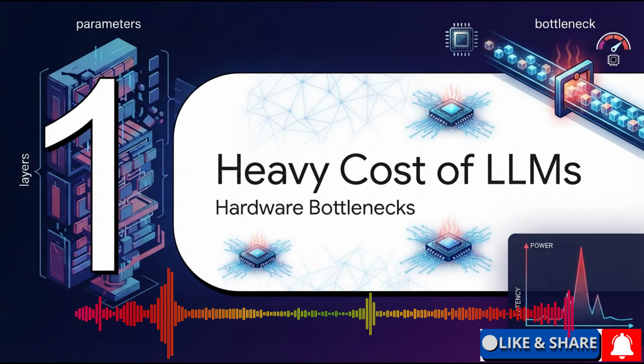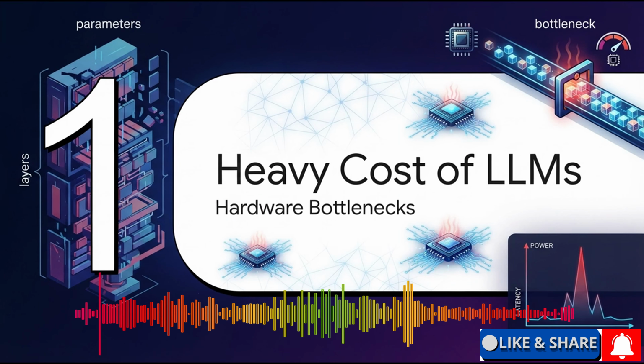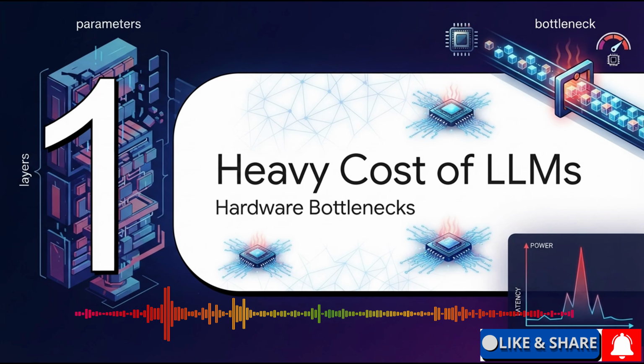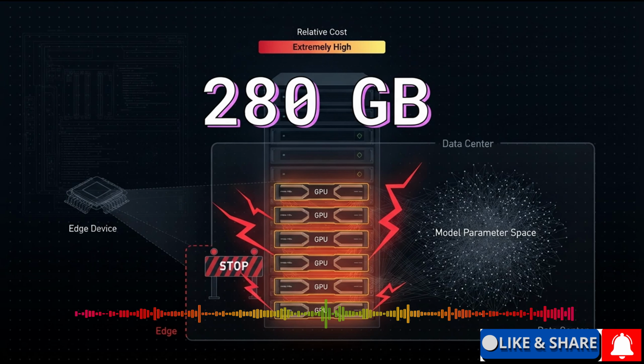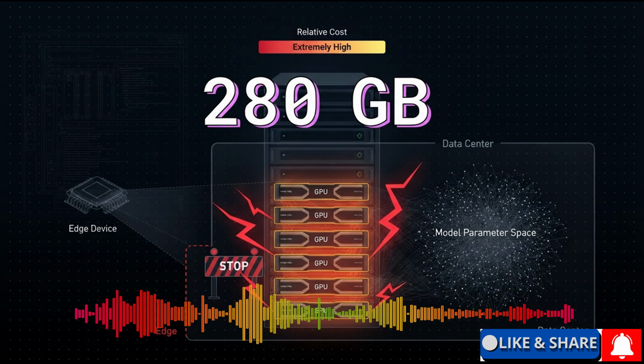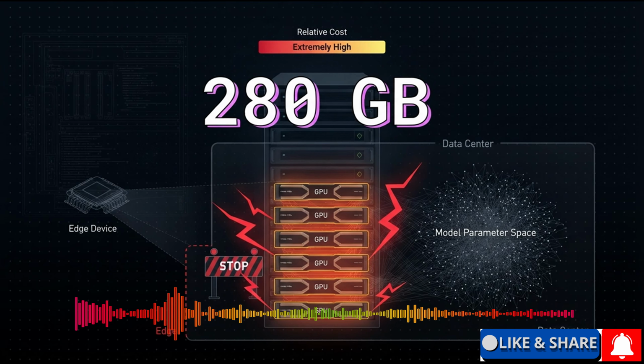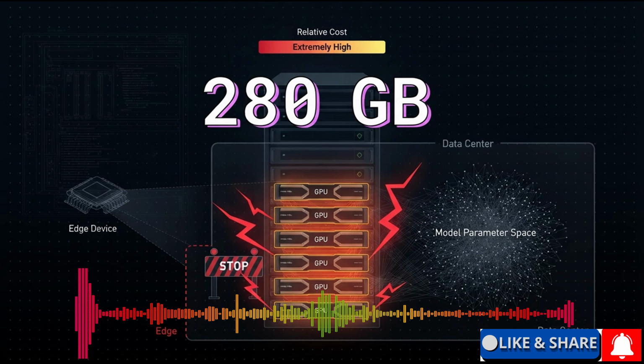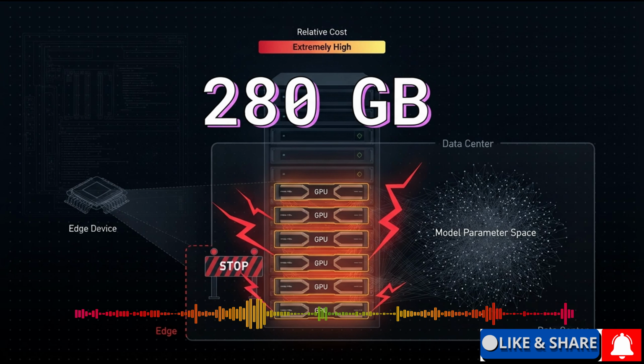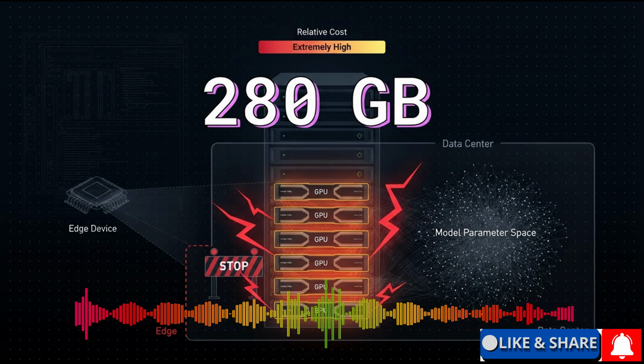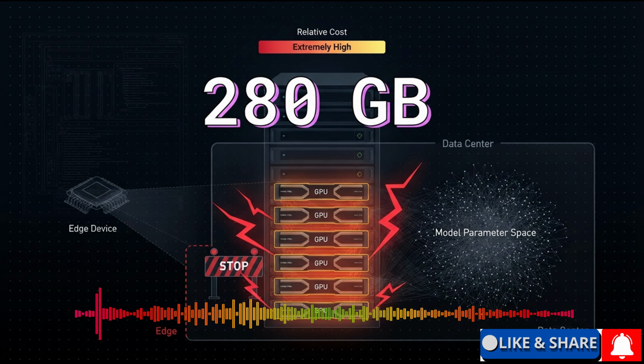Section 1. The heavy cost of LLMs. Before we can optimize anything, we really need to understand the massive computational toll these architectures demand natively. Consider this. A standard 70 billion parameter model using regular 32-bit floating point numbers requires a staggering 280 gigabytes of RAM just to load into memory. I mean, you're talking about multiple, highly expensive GPUs just to wake the model up. That is a massive bottleneck if you want to build edge applications or scale up efficiently.